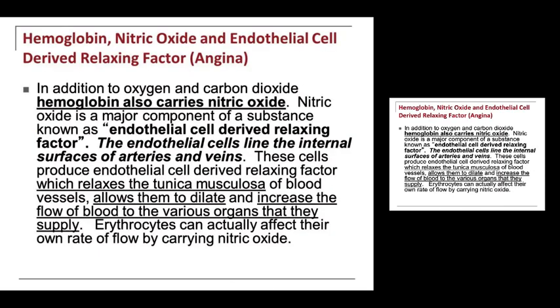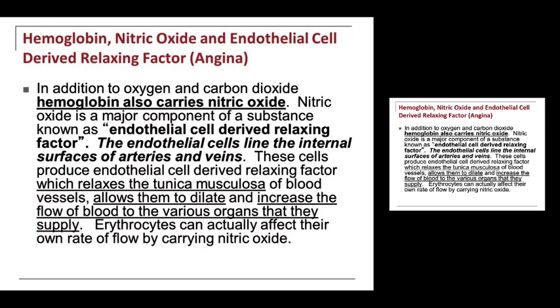So in addition to oxygen and carbon dioxide, hemoglobin carries NO, or nitric oxide, and it's a major component of a substance that's called endothelial cell-derived relaxing factor. So the tunica interna, also known as the endothelial layer, is composed of these endothelial cells that line the internal surface of arteries and veins. And they produce this endothelial cell-derived relaxing factor, which helps to relax the tunica media, or the tunica musculosa, that smooth muscle layer, which allows it to dilate. And when it dilates, it increases the blood flow of various organs. Okay, so the erythrocyte, the blood cell itself, can actually affect its own rate of flow by carrying NO and then affecting the blood vessel. That's pretty amazing how that happens.